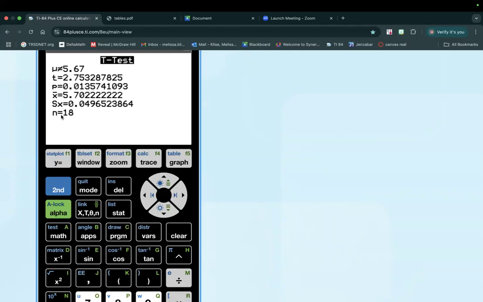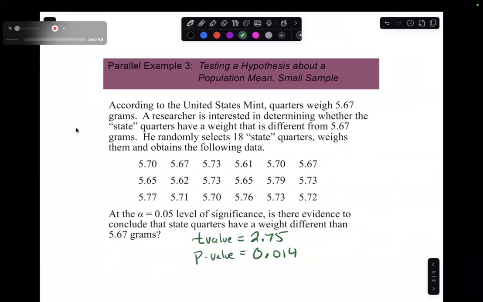So I'm going to pop back over to the other screen. Okay. So if I was comparing this to the alpha, notice my p-value is significantly smaller than the alpha. So I would be able to say, since my p-value is less than alpha, I would reject the null hypothesis.